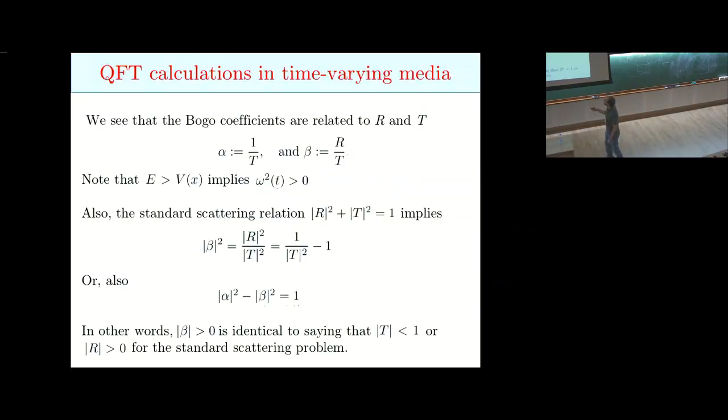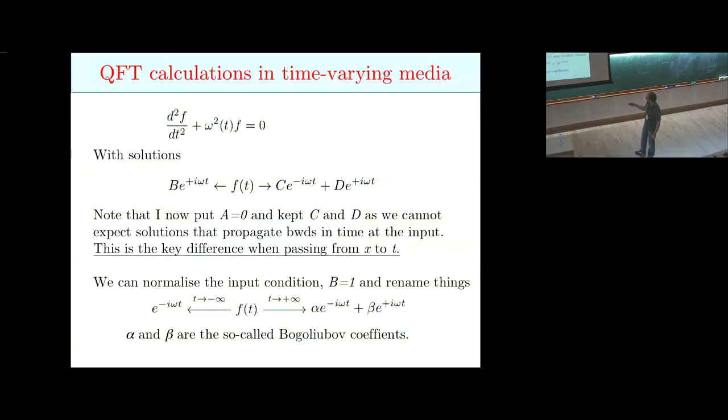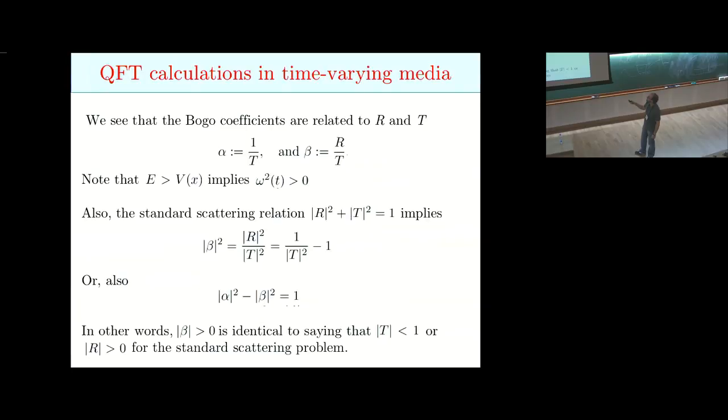So in terms of my transmission and reflection coefficients that I used in the spatial case, just by analogy, you can see that the alpha and the beta here, the alpha is given by 1 over t, and the beta is given by r over t. Okay? So if I just take the standard scattering relation, it's just conservation of energy, essentially. R squared plus t squared has to be equal to 1. But now I rewrite it in terms of these new alpha and beta coefficients. Well, what I get is that beta squared has to be, it's r squared over t squared, so it will just be 1 over t squared minus 1. But what that means is that alpha squared minus beta squared is now equal to 1.